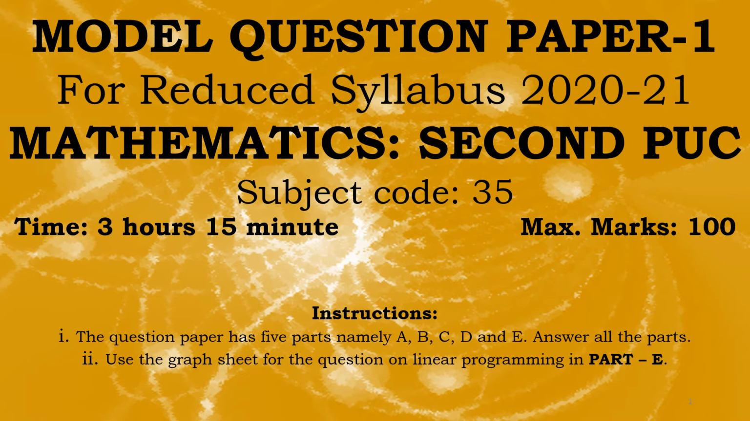The time given will be 3 hours 15 minutes and the maximum marks will be 100. As per the instructions, the question paper has 5 parts, namely A, B, C, D and E, and you are required to answer all the parts. You may use graph sheet for answering the question on linear programming, that is in Part E. Let us start.